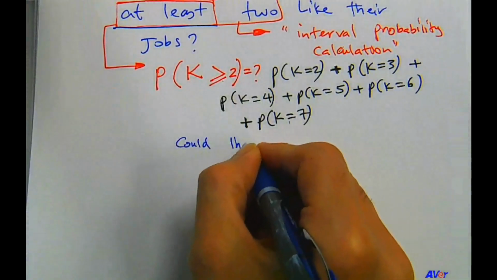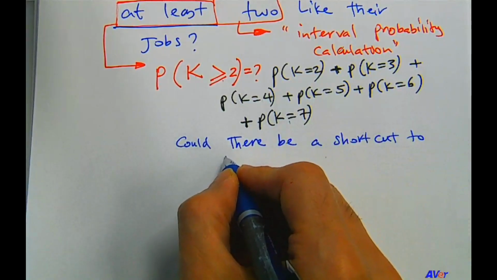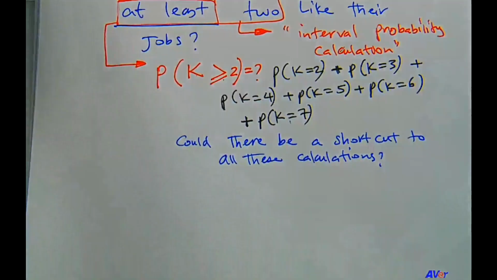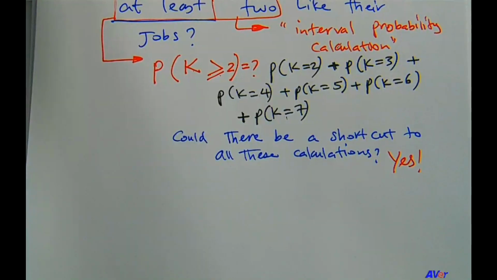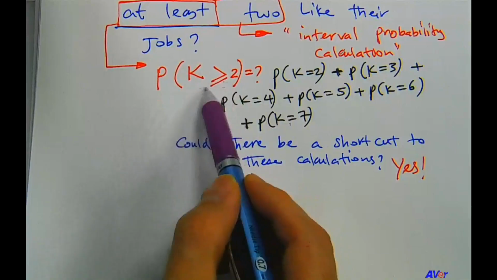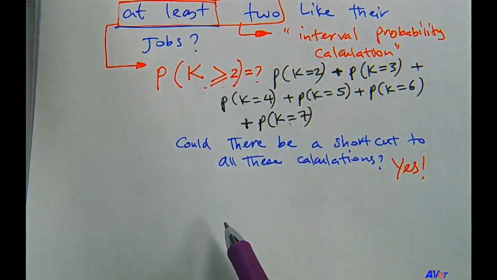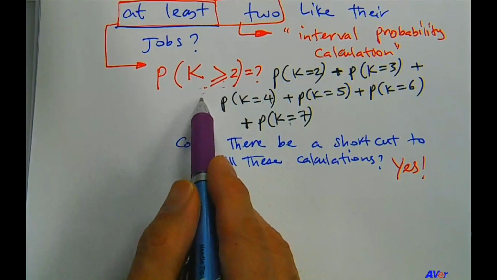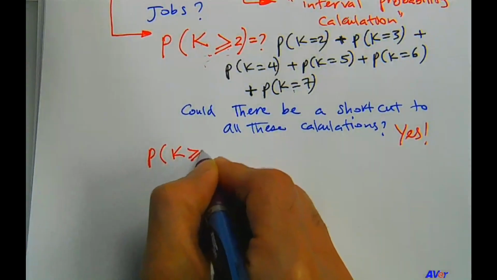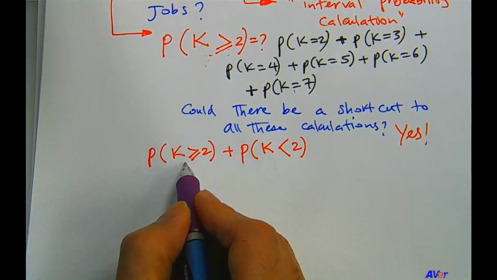Could there be a shortcut to all these calculations? And the answer is yes. The shortcut is this: this is what we want, so we find the complement of this, which is not what we want. If we find the complement with fewer calculations and subtract it from 1, we get what we want with fewer calculations. So using complementary events, we can write the probability of k greater than or equal to 2 plus the probability that k is less than 2, right? This is not what we want, but it is the complement of that.